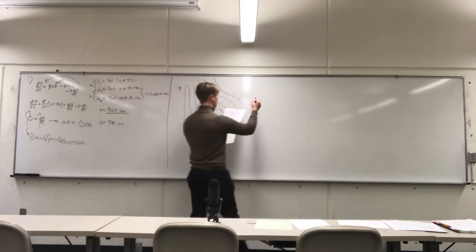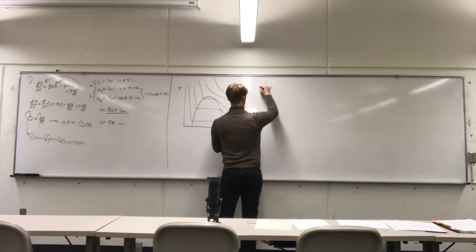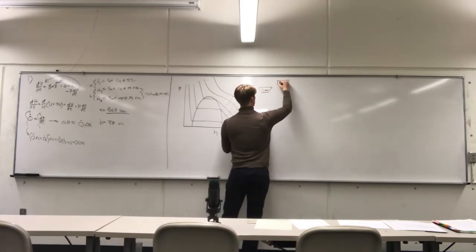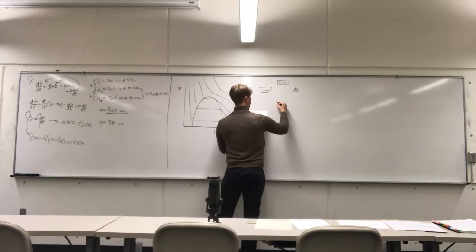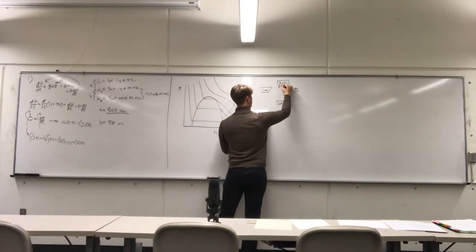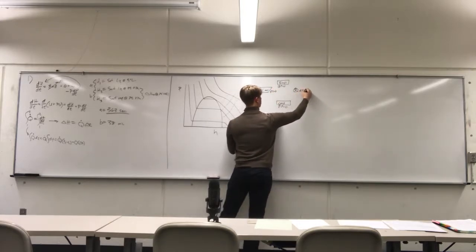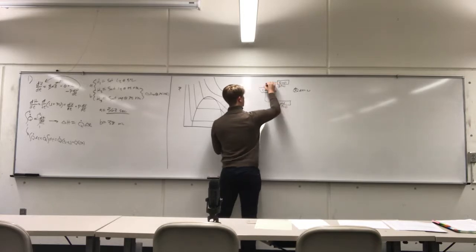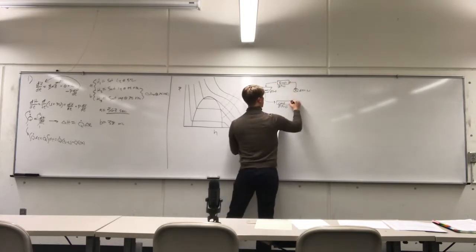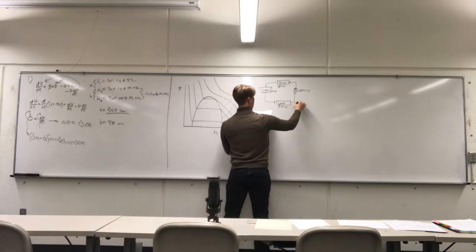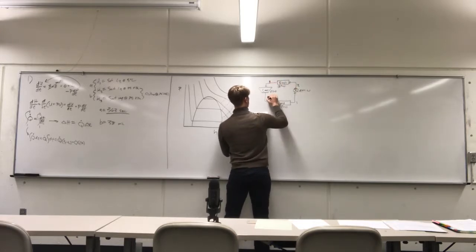Let me draw out the refrigeration cycle. So we have a compressor, an evaporator, an expansion valve, and a condenser. So this is dP is 0, constant pressure. ds is 0, and this one is dH is 0. And our numbers are 1, 2, 3, 4.